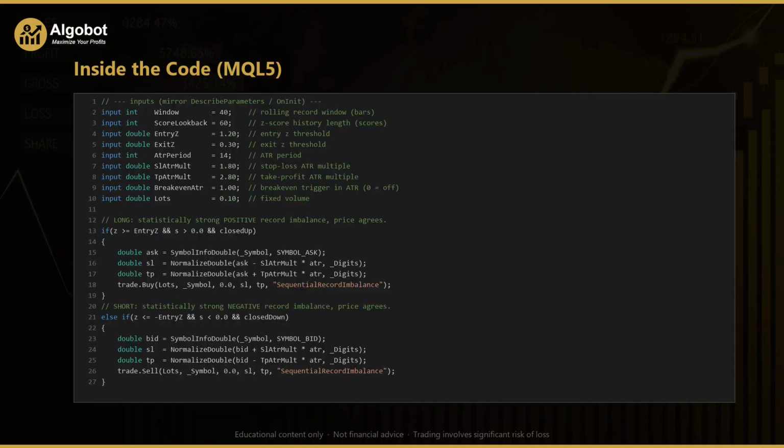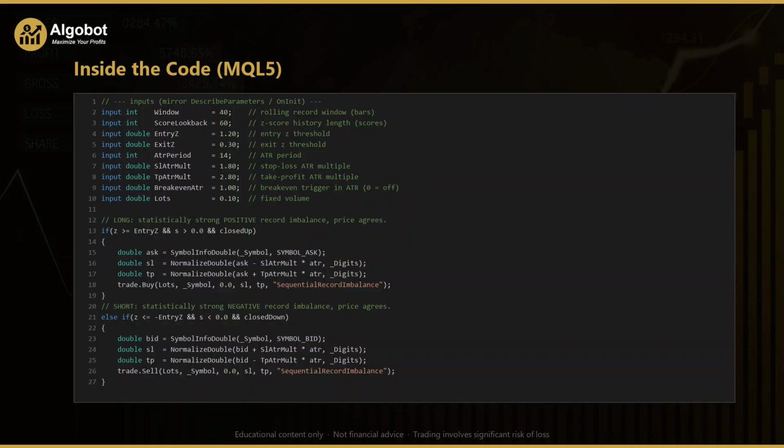Let's look at the actual MQL5 code running inside MetaEditor. At the top, we have the input parameters. Window sets how many bars go into the record count, defaulting to 40. ScoreLookback, at 60, is how many past scores feed the Z-score. EntryZ, at 1.2, is the Z-score level needed to open a trade, and ExitZ, at 0.3, is where a trade is closed as drift fades.